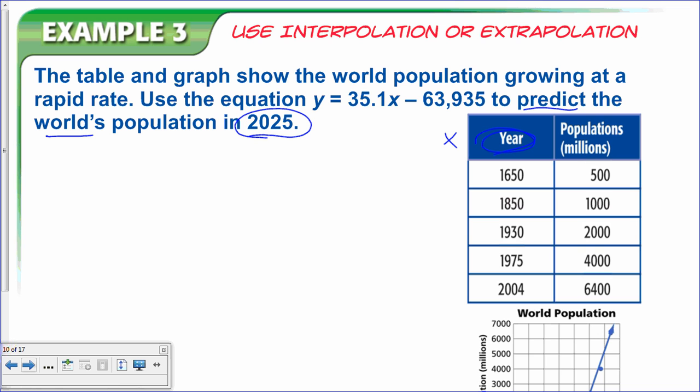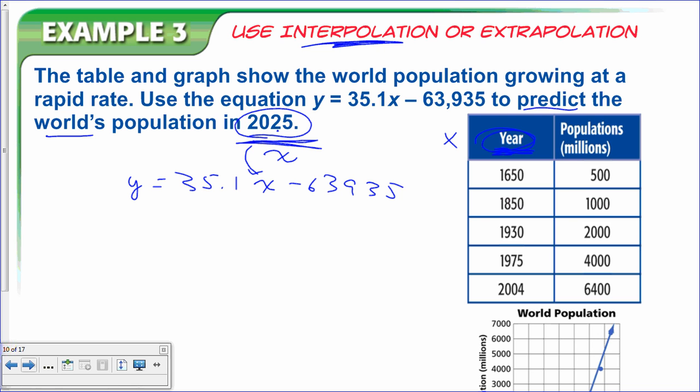We said that this column is X, right? We said this is our year, okay? So this is going to be X. So if I have this in my equation here, what can I do with this? Put it in there. Yeah, put it in for X, that's the interpolation.